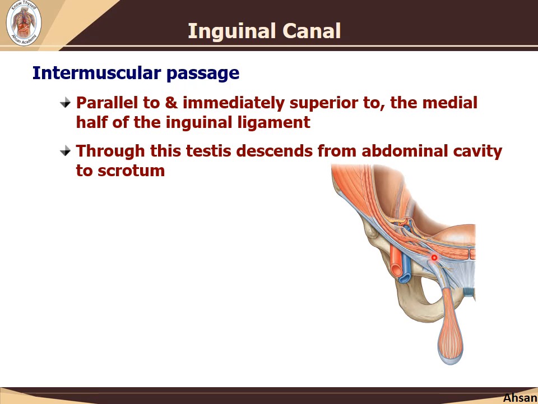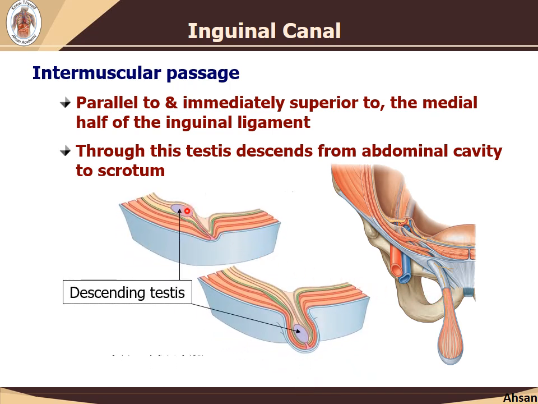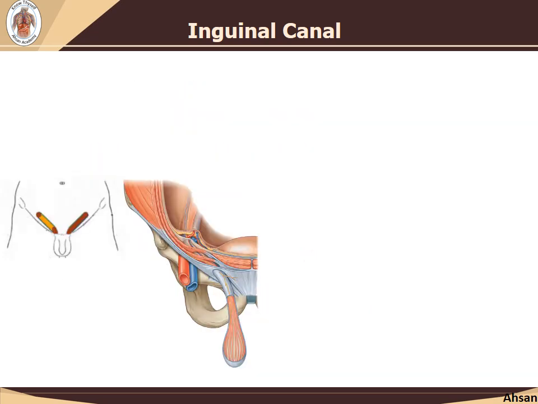Through this, the testis, which is developed in the abdomen, descends through this inguinal canal to the scrotum. So this is a relatively larger passage in the male. And see, this is the descending testis. It passes to the developing scrotum, making the scrotum larger and retaining this canal, because the vas deferens has to go inside the abdomen from the testis.